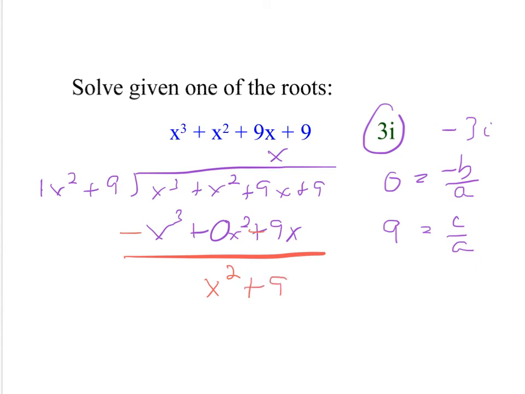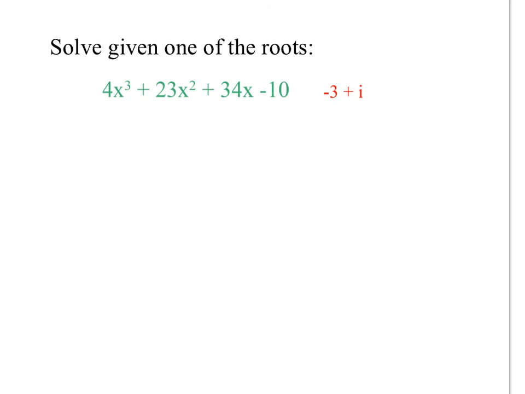Notice now I have x squared plus 9 goes into x squared plus 9. That's 1 time. If I multiply through, I sure enough see that my remainder is 0. So I have also a factor of x plus 1. So my three roots are going to be 3i, negative 3i, and negative 1, because I have a factor of x plus 1. Let's try one more here.